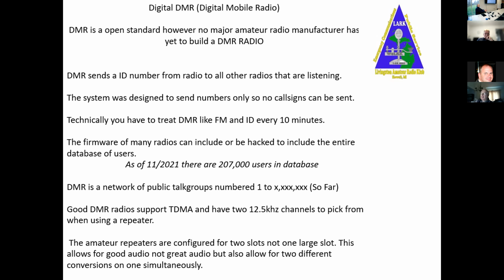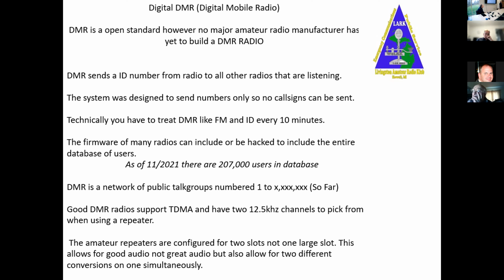Just recently, some of the manufacturers have come out with proper alias. And what proper alias really does, you don't have to put the database in the radio anymore. It simply will decode the number as it comes through the network and add your name, location, and everything like that too. Correct. Now, that's only supported by one of the networks, though, and we'll talk about that later. So the database is up to 207,000 users.